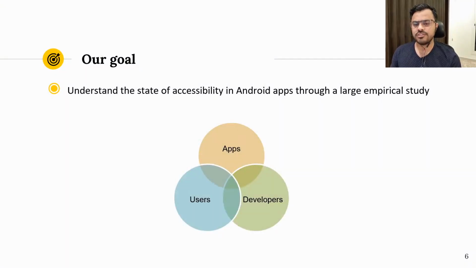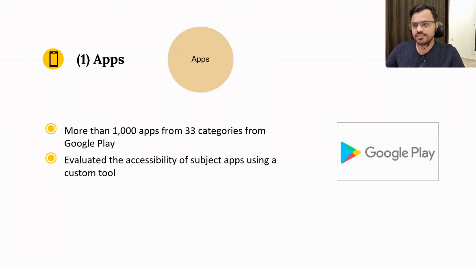Our goal in this work is to understand the state of accessibility in Android apps through a large empirical study. And we look at accessibility from 3 different perspectives: the apps, the users, and the developers. We realize that a holistic view would give us a much better understanding of the issue. So the first perspective is the apps.